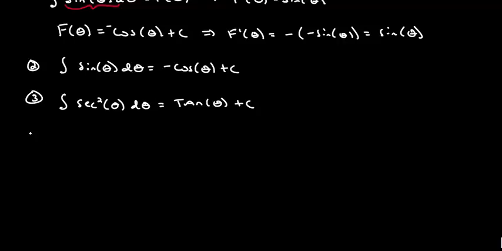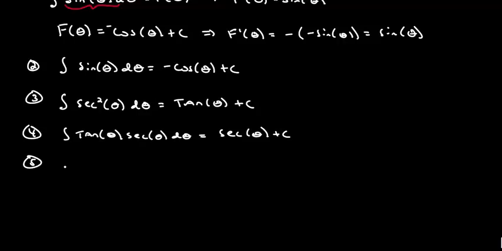And so we can go through and get all these other rules. Okay, so we know that if we have the tangent of an angle times the secant of an angle, working backward, what function has a derivative equal to this? And we know that that is secant. So if we differentiate secant, we get tangent theta times secant theta.